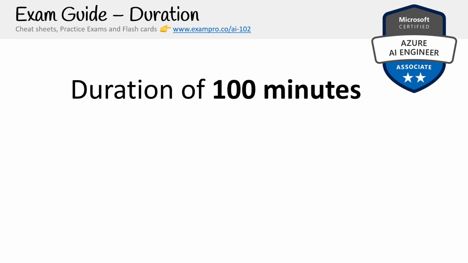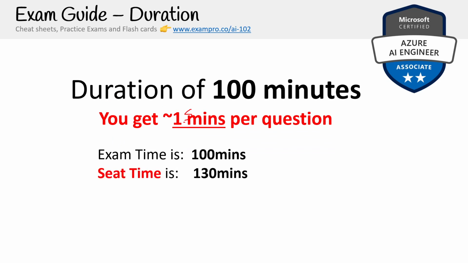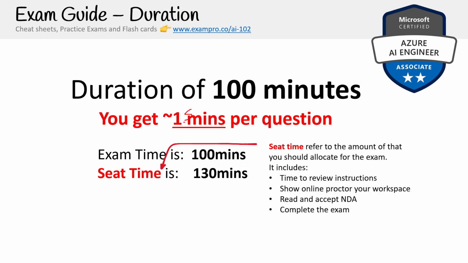The duration of the exam is 100 minutes. You get 1 minute per question. No, a bit more than that, I would say about 1.5 minutes. So the exam time is 100 minutes, and the seat time is 130 minutes. Seat time refers to the amount of time you should allocate for the exam. This includes the time to review the instructions, show the online proctor your workspace, read and accept the NDA, complete the exam, and provide feedback at the end.